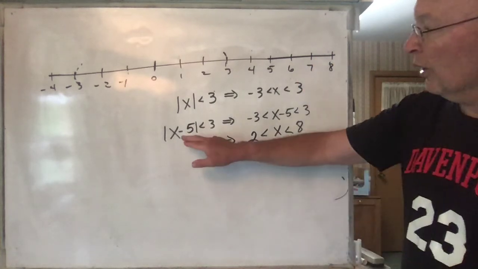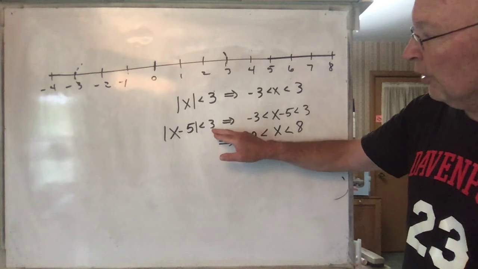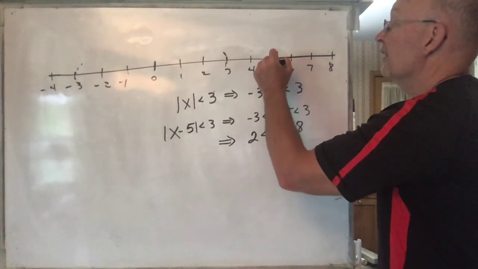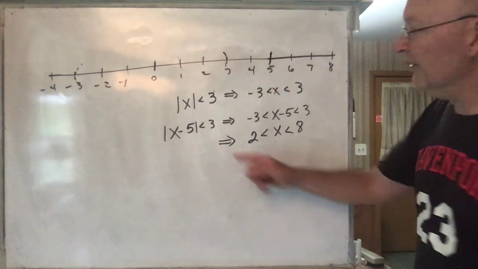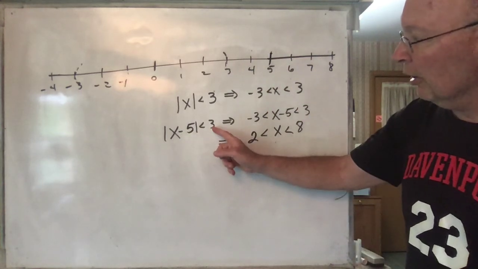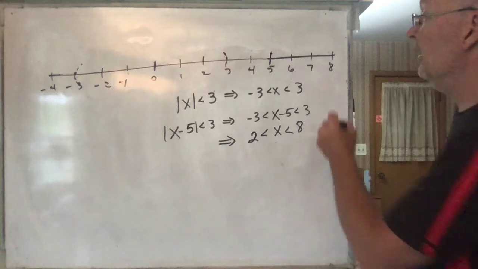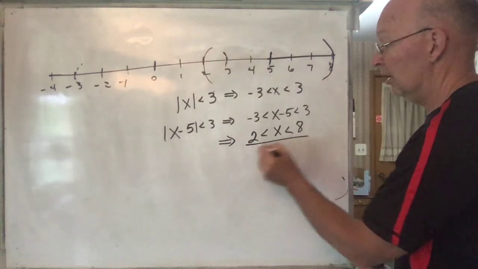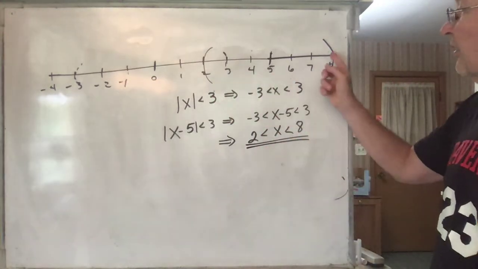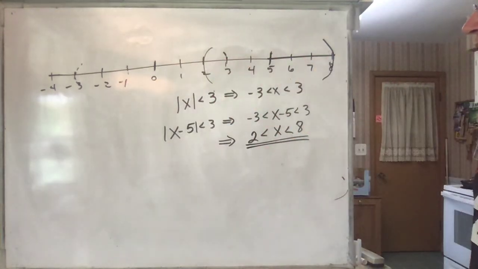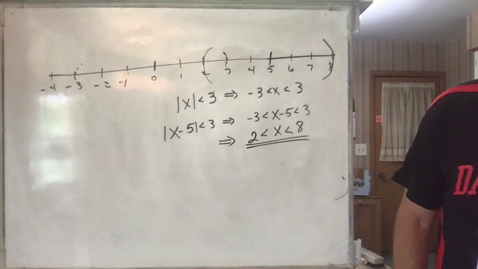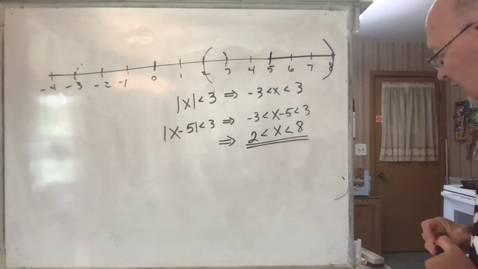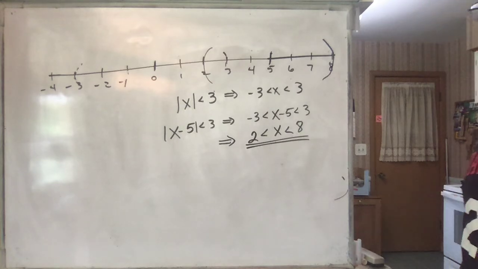So if I want to know what are all the points that are within 3 units of 5, here's my 5 right there. What are all the points that are within 3 units of 5? It'd be everything from where to where? From 2 to 8. Those are all the numbers within 3 of 5. Okay? Very good. So that covers 6.1, and we'll get started in 6.2 in the next section.